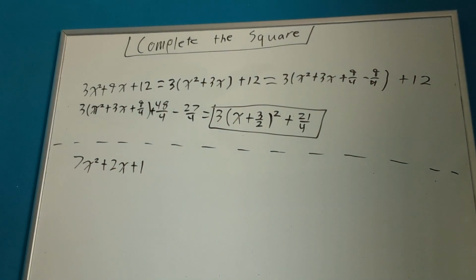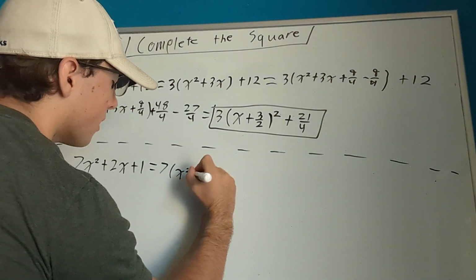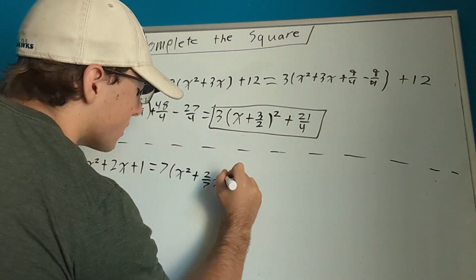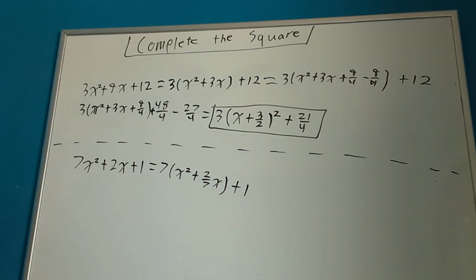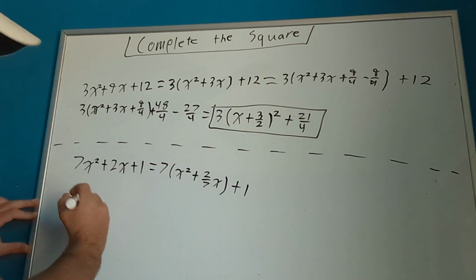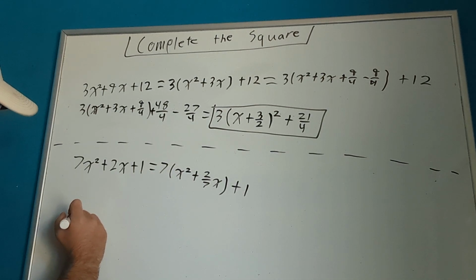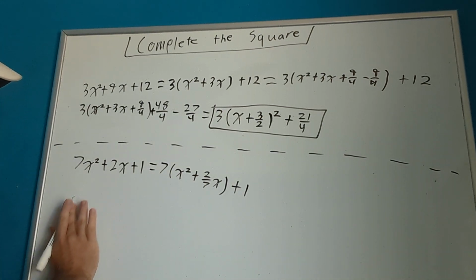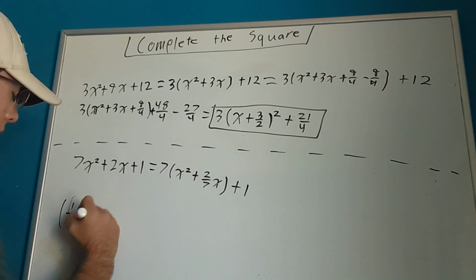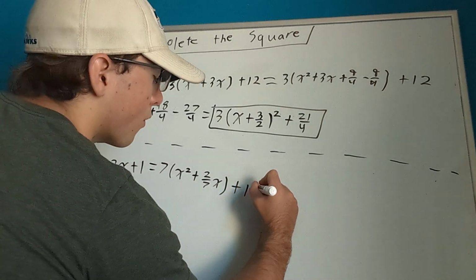Now let's do this example here. So once again, we always start with factoring out the coefficient of x squared. So we get 7x squared plus 2 over 7x. Then plus 1. Now once again, we need to add and subtract something. And to know what, we take 2 over 7, we divide it by 2. 2 over 7 divided by 2 is 2 over 14, which is 1 over 7, so we can just change that. 1 over 7 squared is equal to 1 over 49. So we add and subtract 1 over 49.